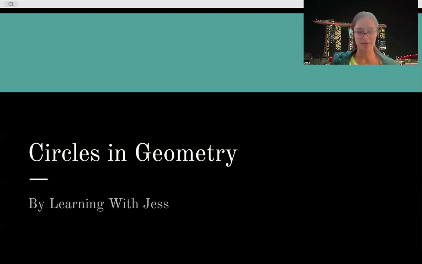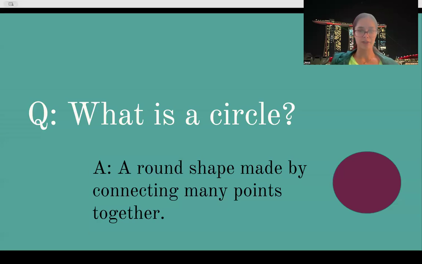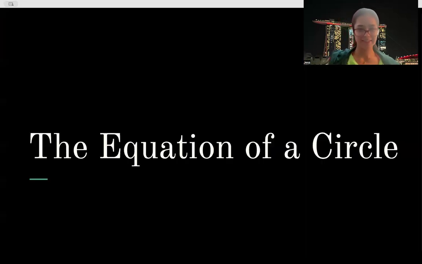All right, let's begin. So the first question we're going to ask is, what is a circle? As you can see here, we have a circle. This is a very nice circle, and it's a round shape made by connecting many points together. So let's talk about the equation of a circle.